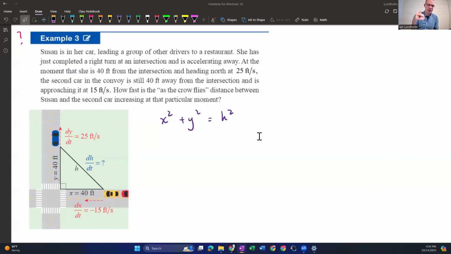Second step would be take the derivative of everything with respect to t. So we get 2x dx/dt according to the chain rule. We get 2y dy/dt, again according to the chain rule. And then we get 2h dh/dt according to the chain rule. And then we have this wonderful equation where we can start plugging in numbers.